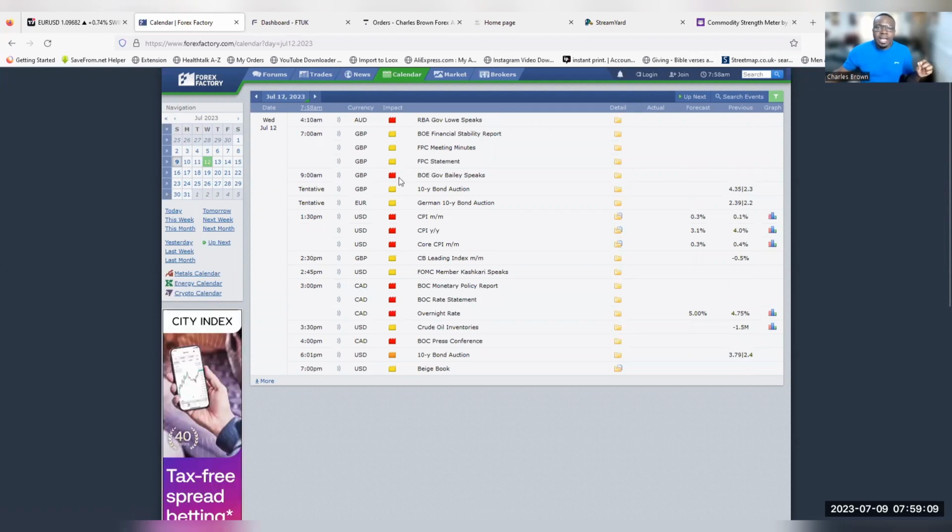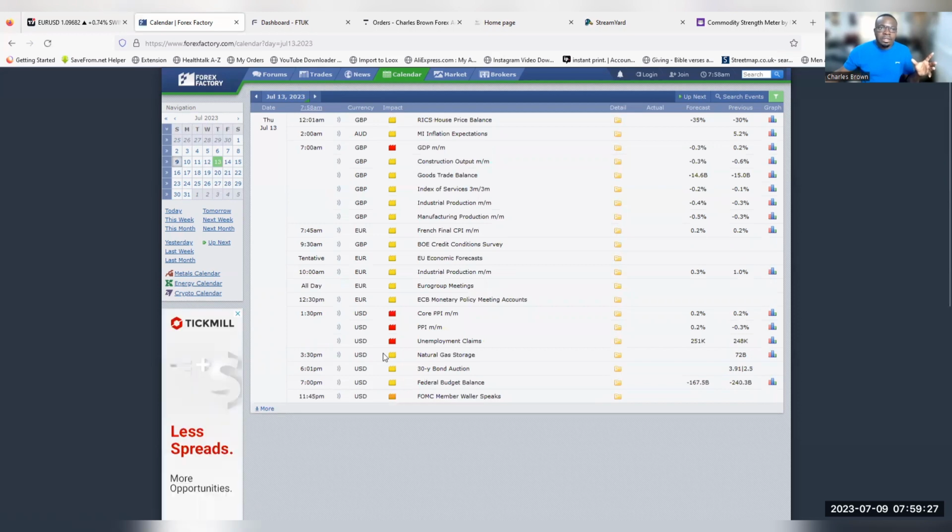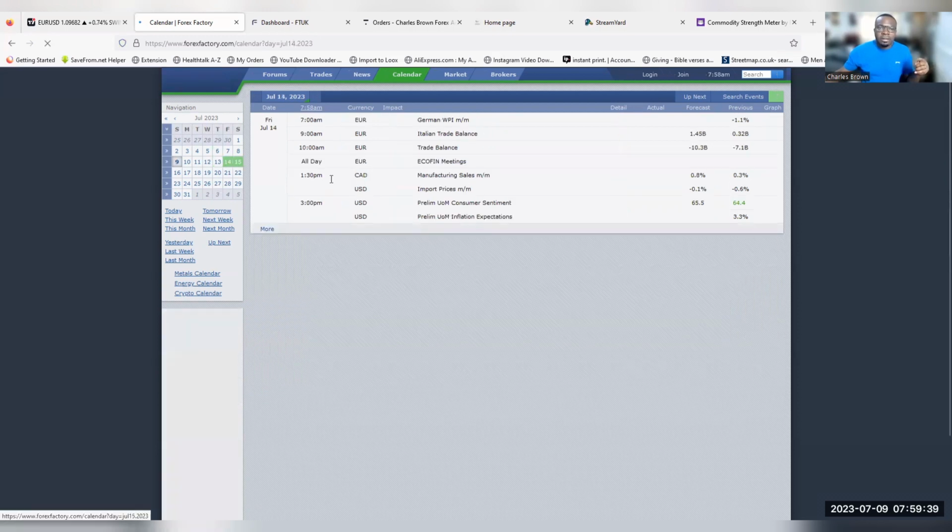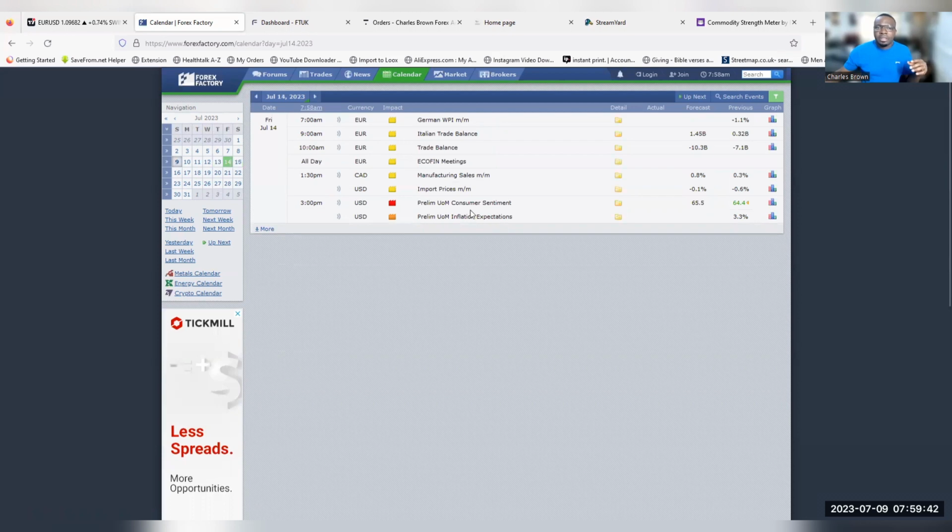Okay, 9 a.m. we have the BoE governor speaking. Then we have 1:30 USD CPI. Pay attention to that. And also we have 3 p.m. CAD, and also 4 p.m. as well. So pay attention to these fundamentals. And also on Thursday, 1:30 USD PPI, and we have GDP on British pounds at 7 a.m. So on Friday, we have 3 p.m. Consumer Sentiment being released on USD.